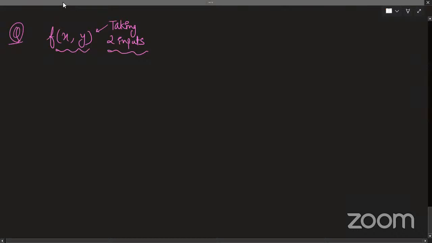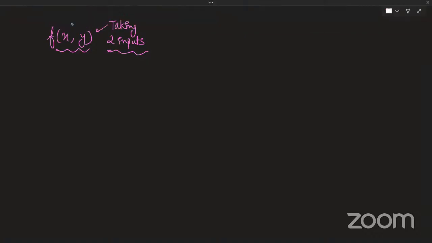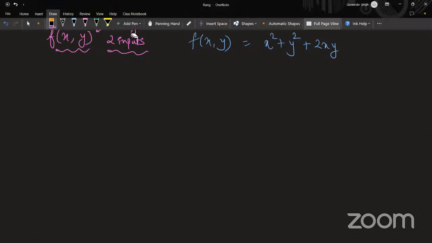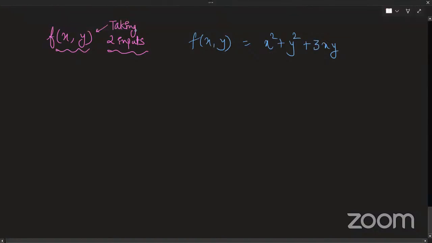Okay, so let me first give an easy example, because first you need to understand what is meant by taking two inputs. Like if I have f of x comma y is equal to x square plus y square plus 2xy, or let's take 3xy. So what is happening here is you are giving a value of x, you are giving a value of y, and my function is taking both the inputs and using both of them to give me an output.